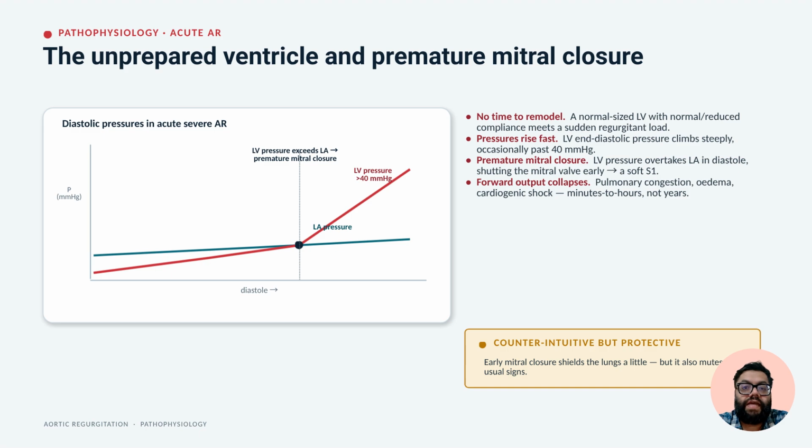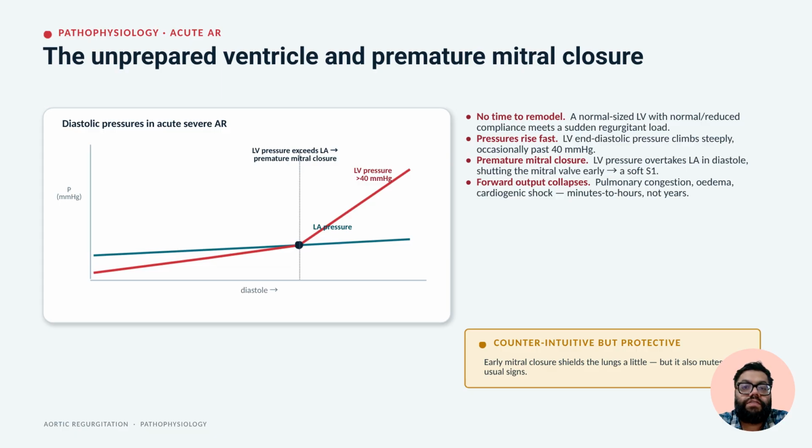Acute AR is a different animal hemodynamically, and this pressure picture explains why it is so dangerous and so easy to underestimate. The ventricle has had no time to dilate, so it is a normal sized, relatively stiff chamber suddenly asked to swallow a large regurgitant volume in diastole. With nowhere to put it, the LV diastolic pressure climbs steeply, the crimson curve, sometimes past 40 millimeters of mercury.